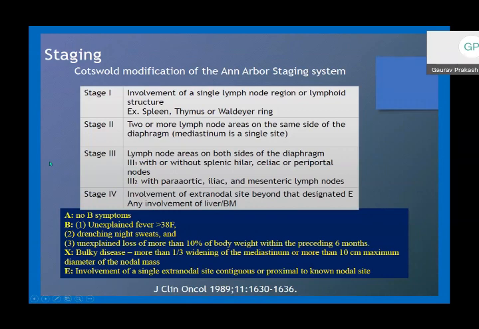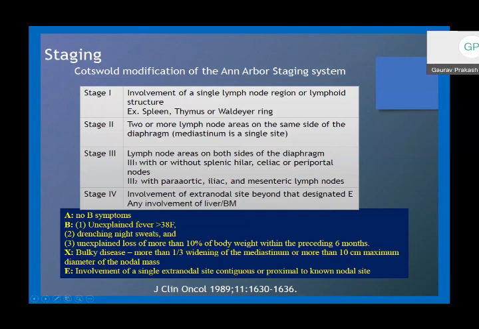I want all of you to pay special attention to these suffixes, which are very, very important: A, B, X, and E. I must revise it. B stands for presence of B symptoms. A means nothing actually. A is a negative word. A means absence of B symptoms. Therefore, it is called A.